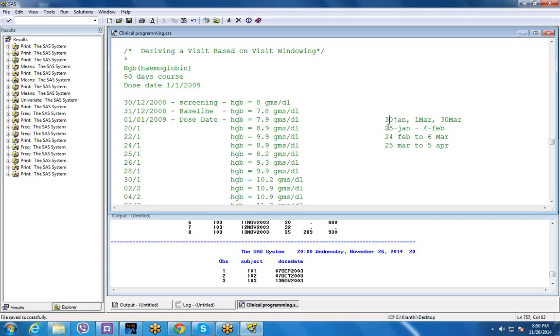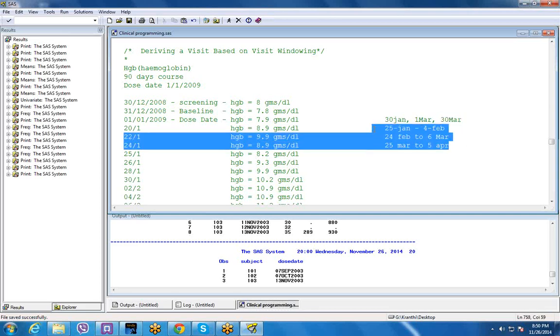So minus 5 means 25 January, and plus 5 means 4th February. Any value present within these 10 days we can consider as the first month value. Then 1st March means not exactly the 1st March, it's plus or minus 5. So 24th February to 6th March we can consider, and here also we can consider the values between these dates.